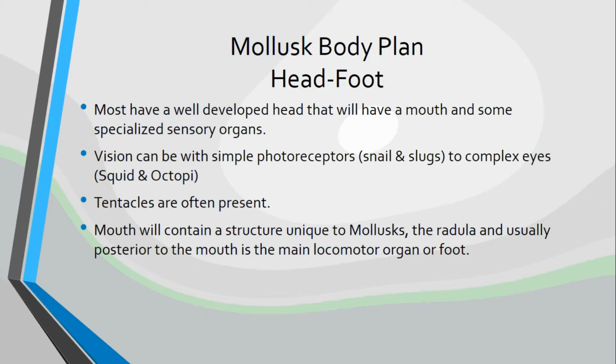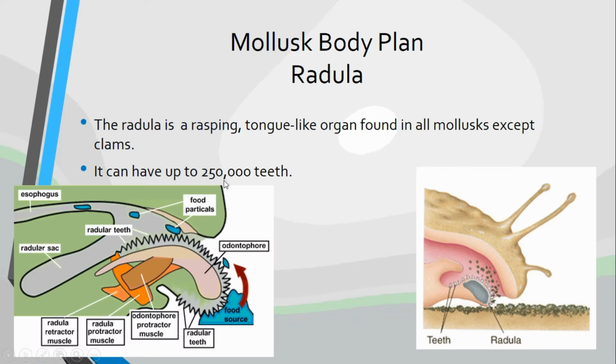And then the mouth will contain the structure known as the radula, which is unique to mollusks. That's the only group of organisms that have such a feeding structure. The radula is in essence a tongue that's as rough as a cheese grater. So we'll talk a little bit more about that on this slide. Here are a couple of diagrams that show how the radula works. It is considered a rasping organ. Rasp meaning it will grind pieces of food off of whatever they're eating.